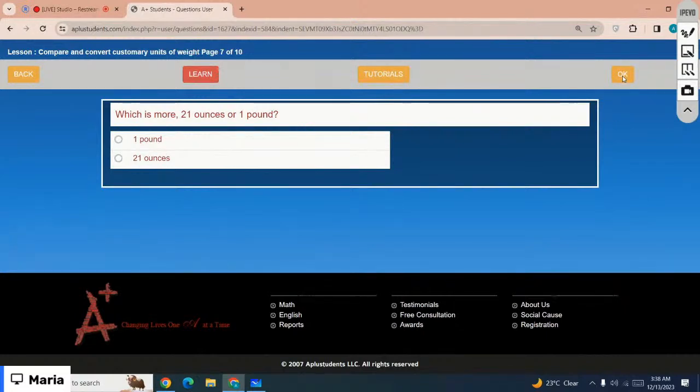Which is more, 21 ounces or 1 pound? The correct option is 21 ounces is more than 1 pound because in 1 pound you have just 16 ounces.